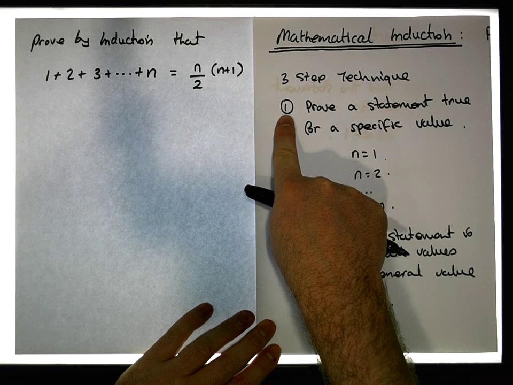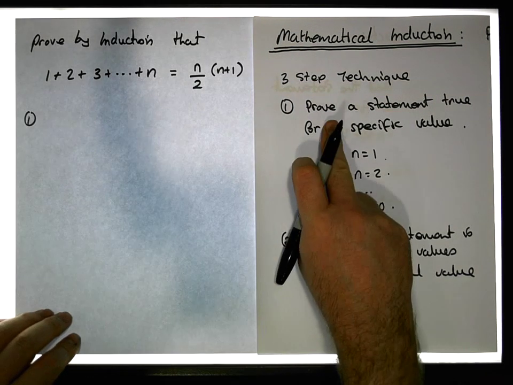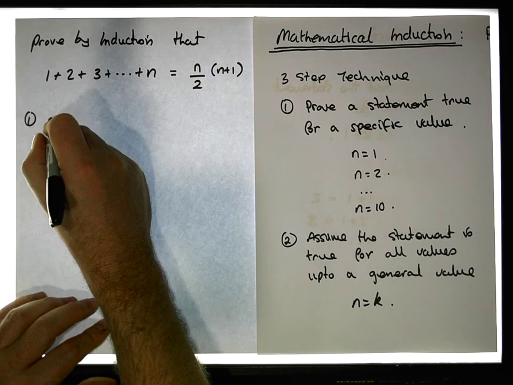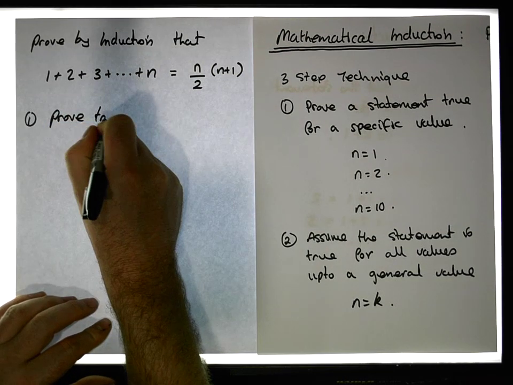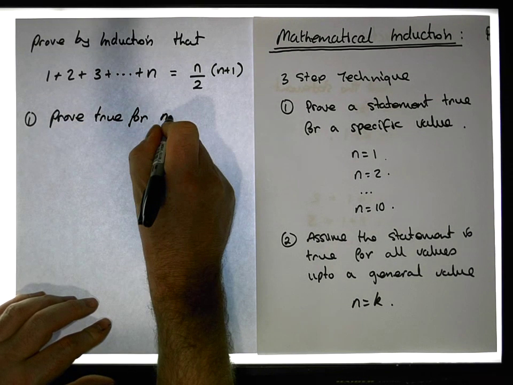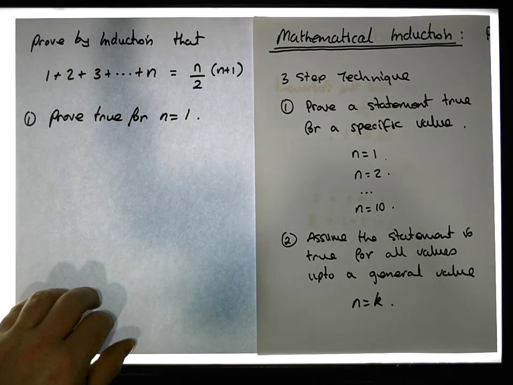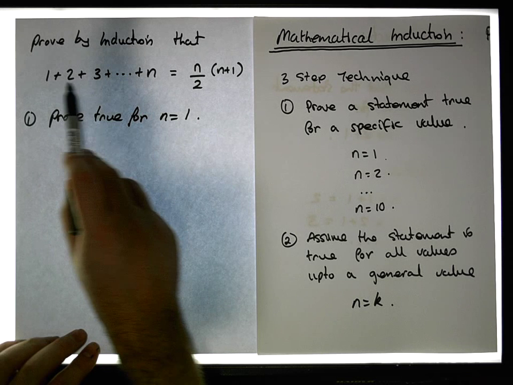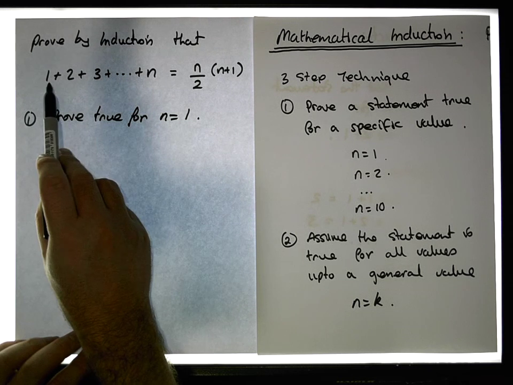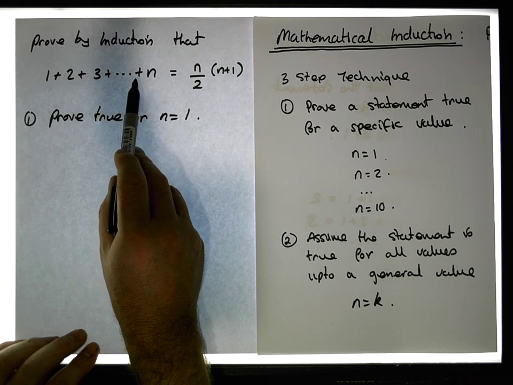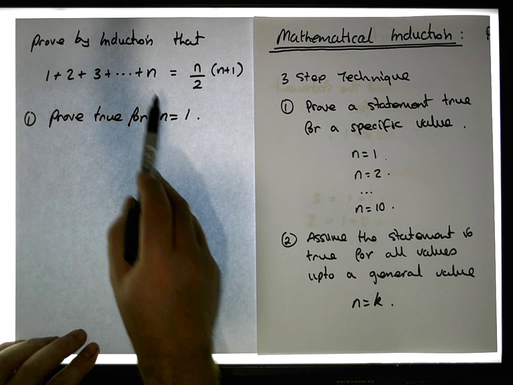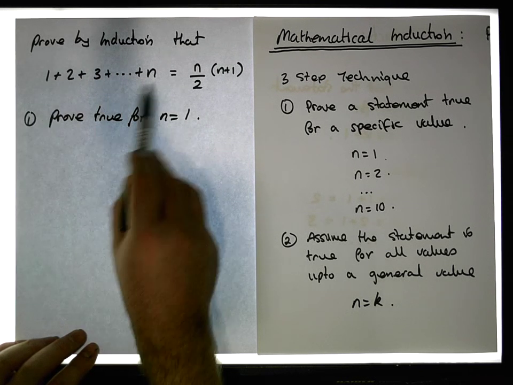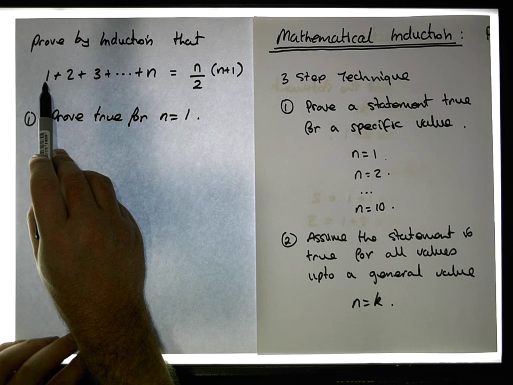So in step one, let's prove the statement is actually true for a specific value. Let's prove true for n is equal to 1. Look at the left hand side of this particular statement: it is 1 plus 2 plus 3 plus and so on up to n. So when n is equal to 1, we're talking about the first value in this sequence. When n is 1, it's just 1.